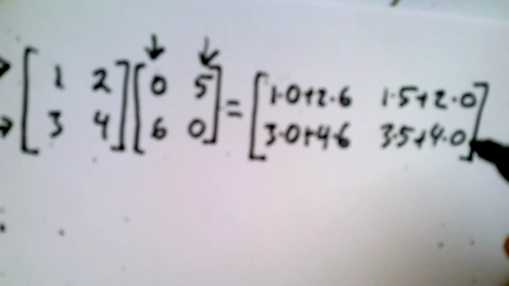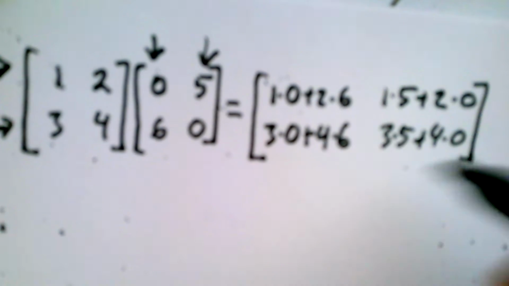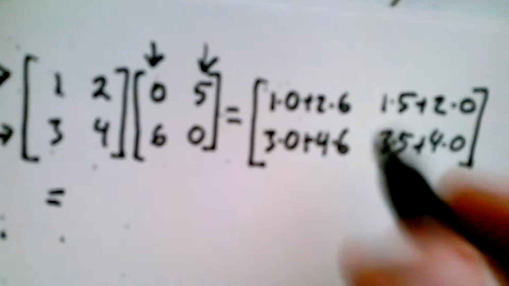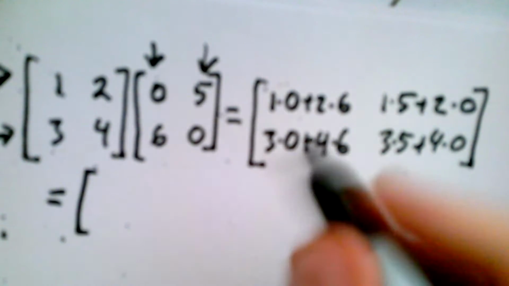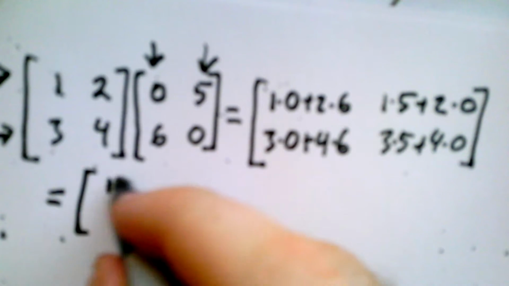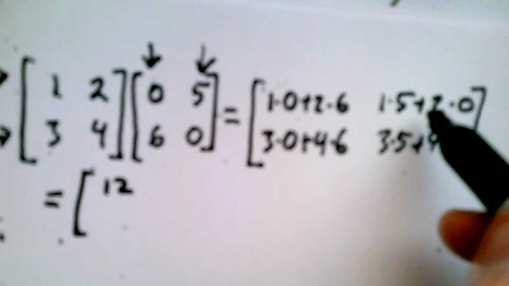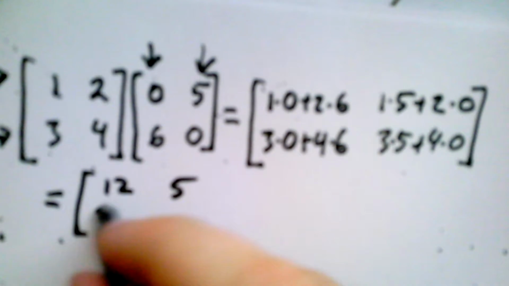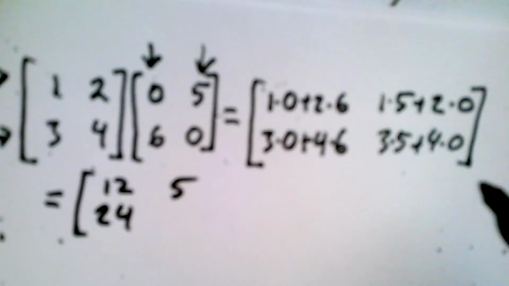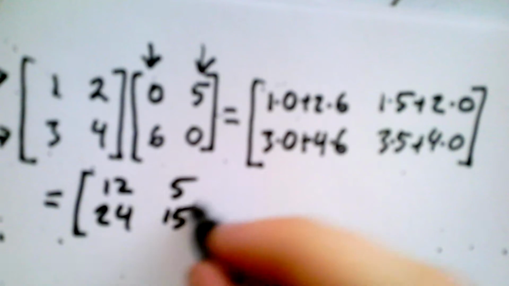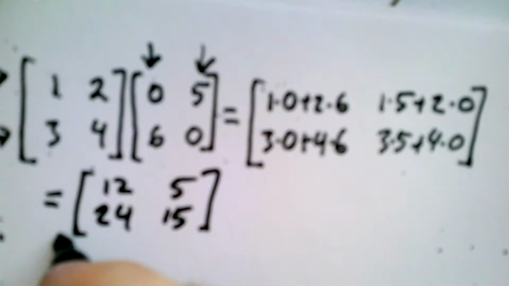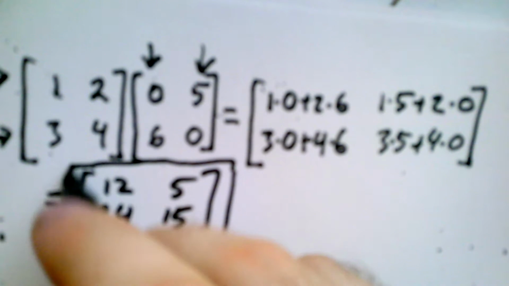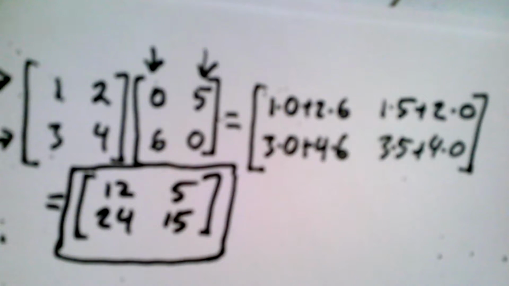And now that we have this matrix here, well, we're going to simplify all of the addition and multiplication there. So we get 1 times 0 plus 2 times 6 is 12. 1 times 5 plus 2 times 0 is 5. 3 times 0 plus 4 times 6 is 24. And 3 times 5 plus 4 times 0 is 15. So this is our matrix product.